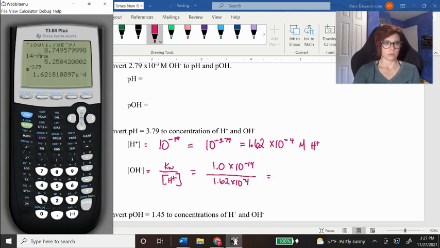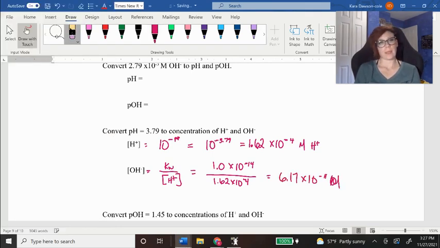Again, remember, second E is your friend for scientific notation. So 1.0, second E, negative 14, and then I'm going to divide that by 1.62, second E, negative 4. So 1.0 times 10 to the minus 14 divided by 1.62 times 10 to the minus 4 is equal to 6.17 times 10 to the minus 11. That is molarity, so it is M, capital M, OH minus.